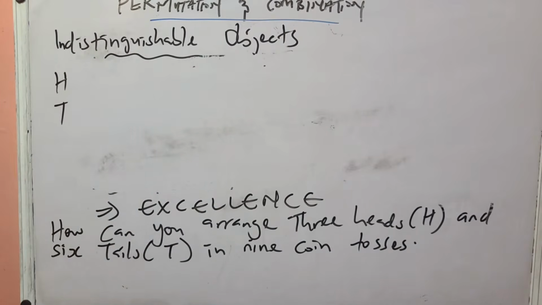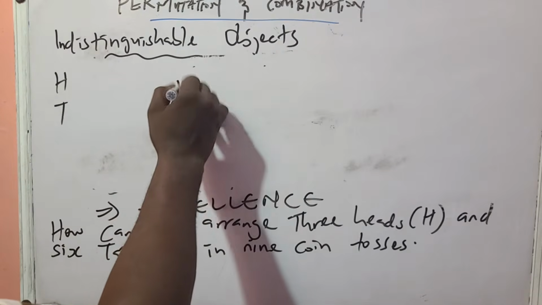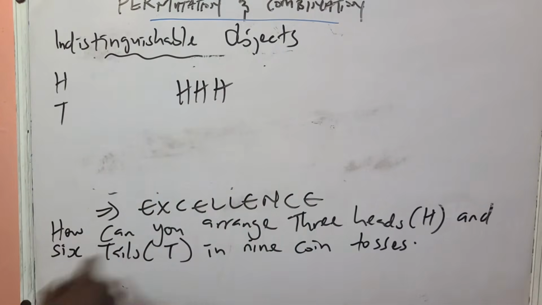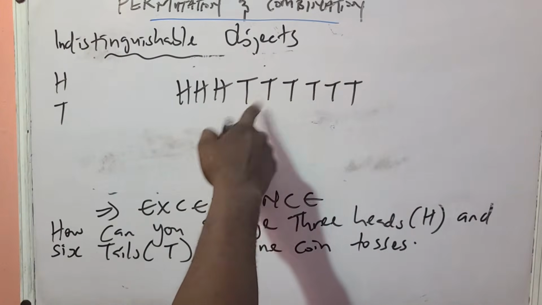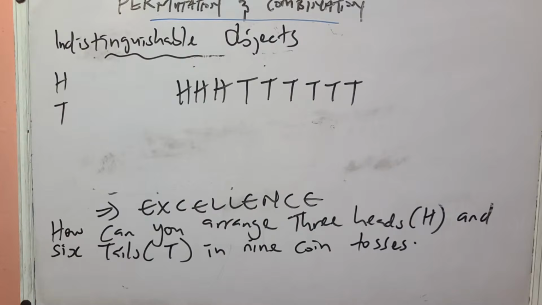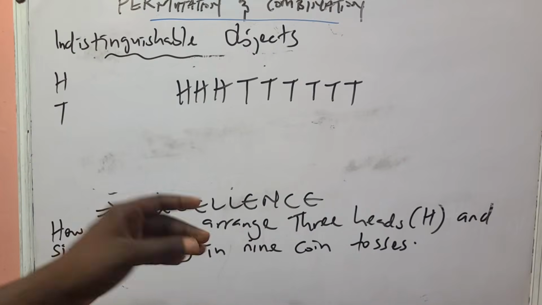Now, they're telling you that there was a coin. You tossed that coin 9 times. And the outcome was that you had 3 heads, H, and you had 6 tails. Tail, tail, tail, tail, tail, tail. 1, 2, 3, 4, 5, 6. Now, these were the outcome of these 9 tosses. You are then told to give the number of ways you can arrange this outcome. How many ways can you arrange this outcome? 3 heads and 6 tails.